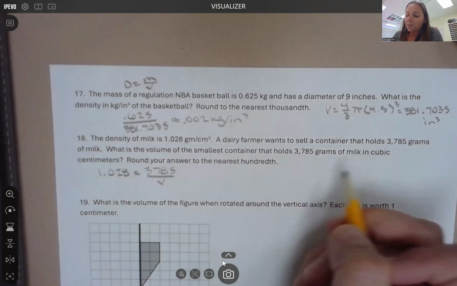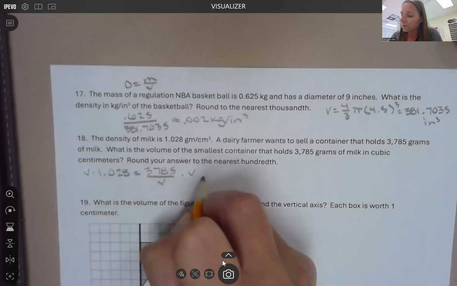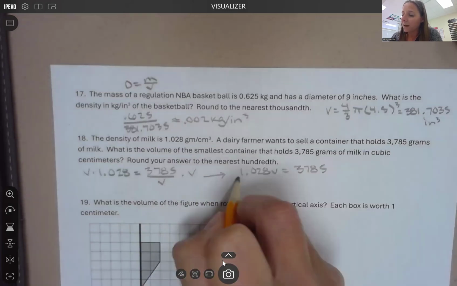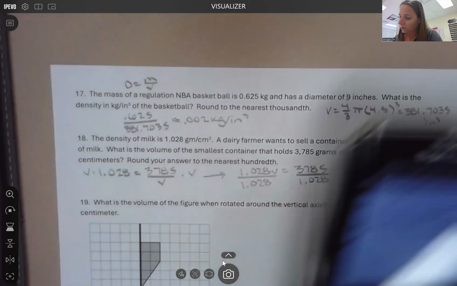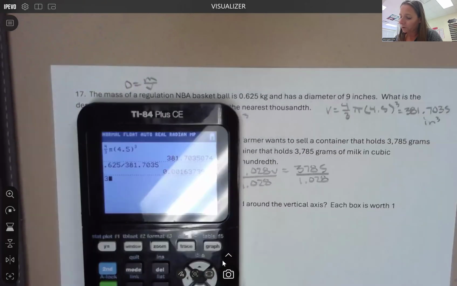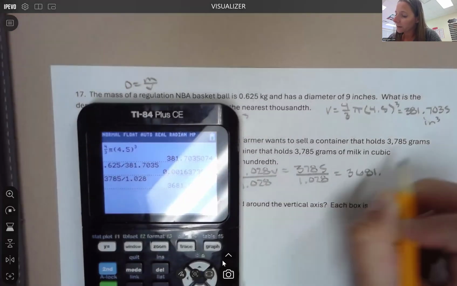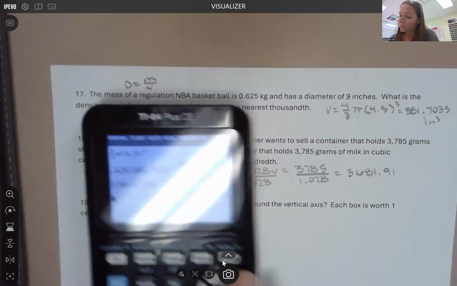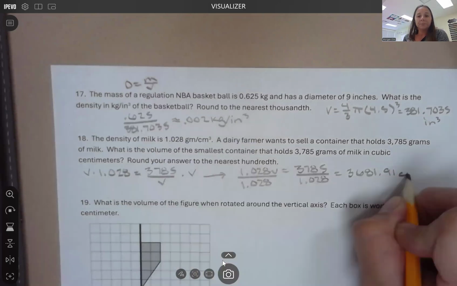All right, so here we go. If you multiply each side by V, I get 1.028 V equals 3,785. Now get V by itself by dividing by it. So in my calculator, 3,785 divided by 1.028. This is 3,681 point, and I said to the nearest hundredth, so 2 decimal places, 91. And this is volume, so it's in cubic centimeters. So that's the volume of it.